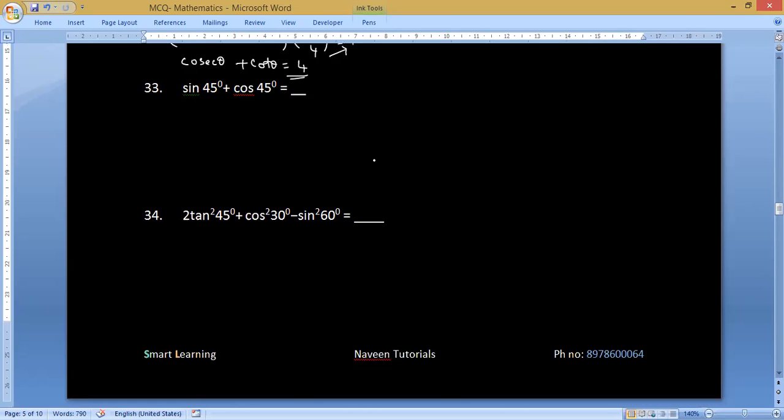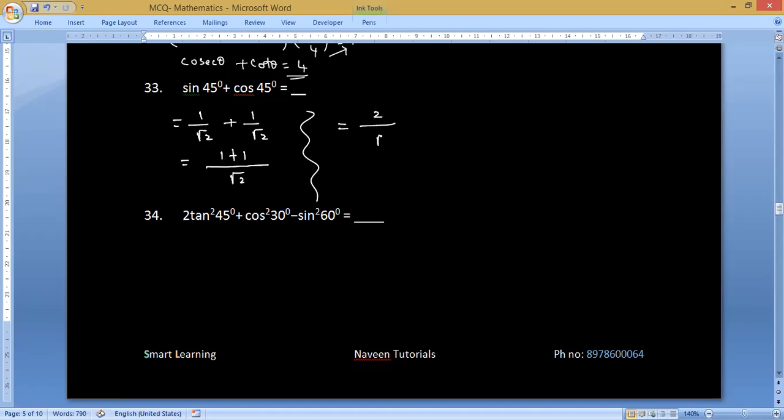So we'll see the next question. Sine 45 degrees plus cos 45 degrees. Sine 45 is nothing but 1 by root 2. Cos 45 is also 1 by root 2. Both the denominators are same. 1 plus 1, then 1 plus 1 is nothing but 2.